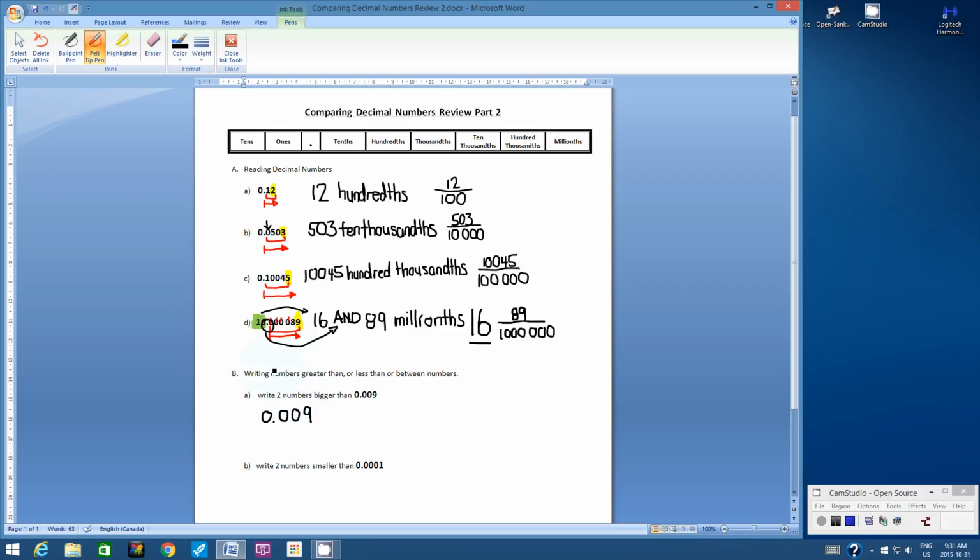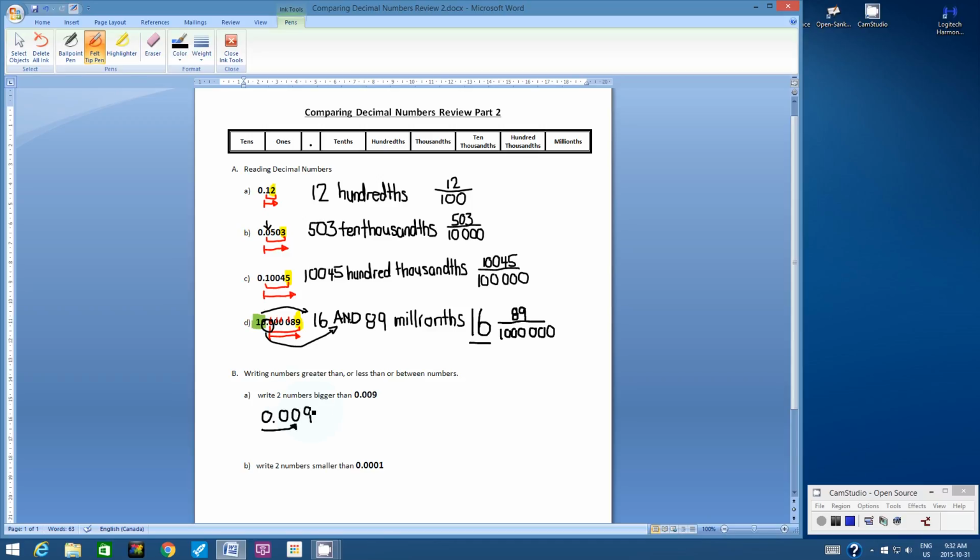Okay, so if I look at this number, 0.009, the 9 is in what place value column? Well, it's in the tenths, hundredths, thousandths column. So I need a number that's going to be bigger than this 9. Well, the problem is the number bigger than 9 is 10. So all we need to do is think of a number that is bigger than 0 in the hundredths column.